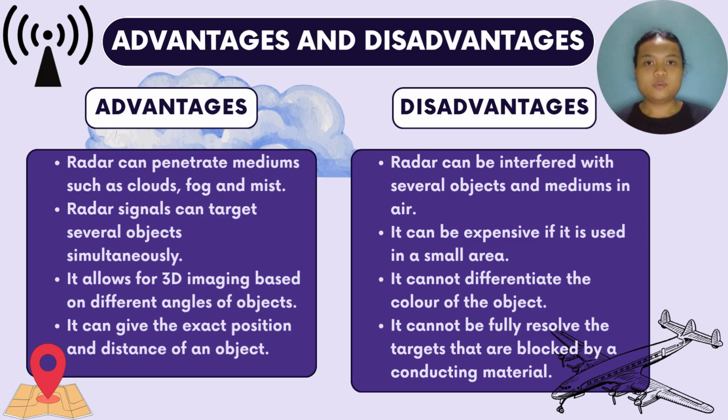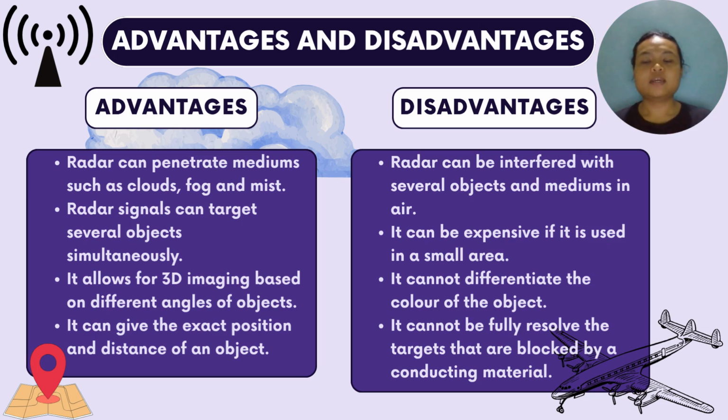Other than that, it also allows for 3D imaging based on the different angles of the object, which is why it can be used as a map on a wider area and provide 3D images of the area. Lastly, it can give the exact position and distance of an object. Radar systems use electromagnetic waves to calculate the distance of an object and its exact position.